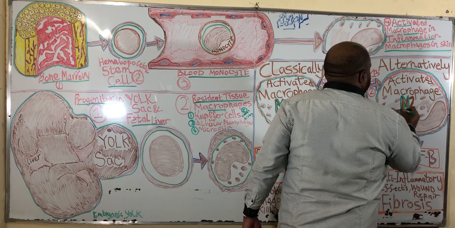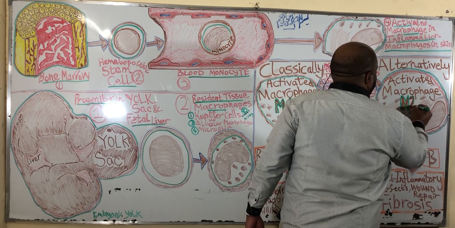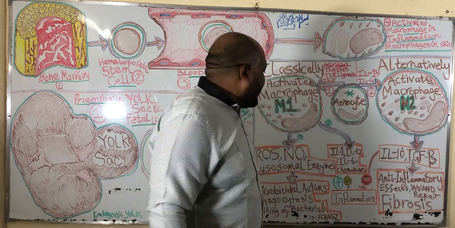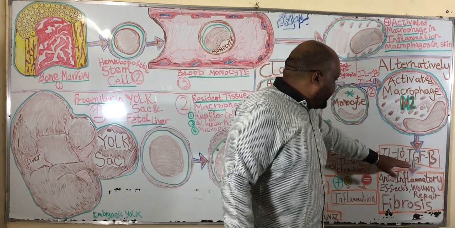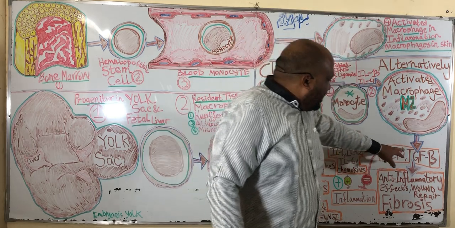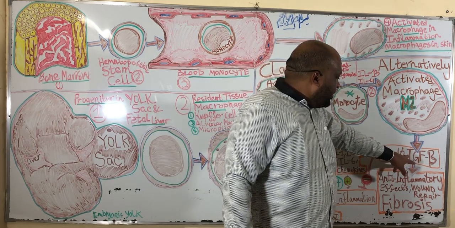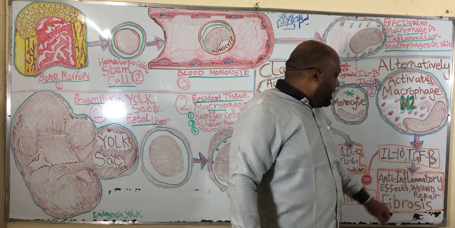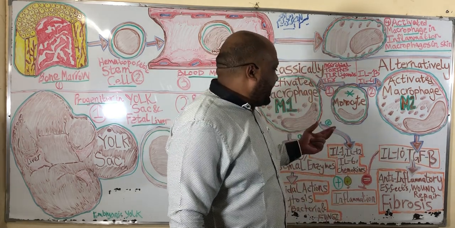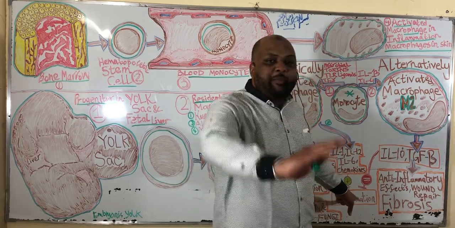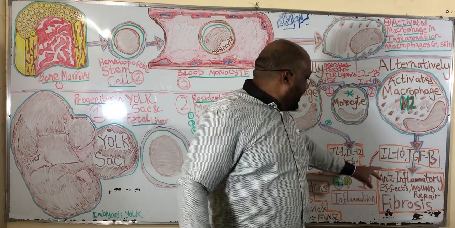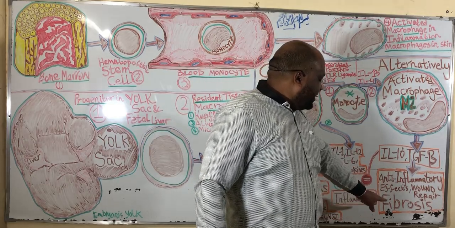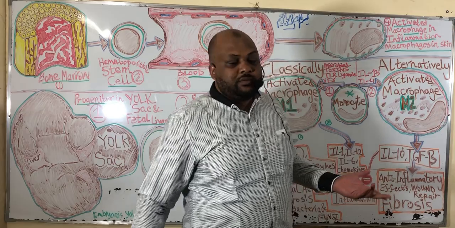M2 is the alternatively activated pathway. What does the alternatively activated pathway do? The alternatively activated pathway would secrete interleukin 10 and TGF beta, and these growth factors and cytokines will inhibit inflammation, and they will begin the healing process: anti-inflammatory effects, wound repair, and fibrosis.